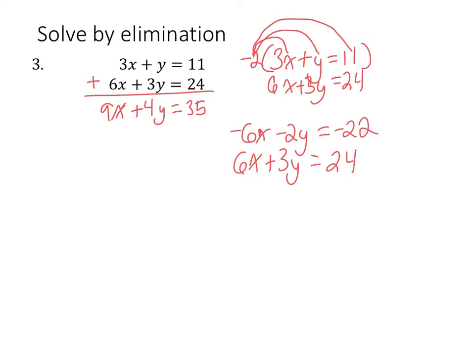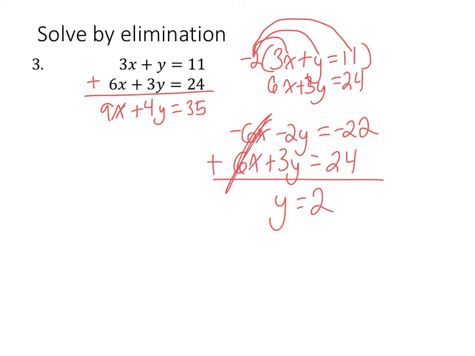So now, when I add my equations together, this -6x plus 6x gets eliminated. Okay, and it becomes 0. So I have -2y plus 3y gives me y. -22 plus 24 gives me 2. So my y equals 2.